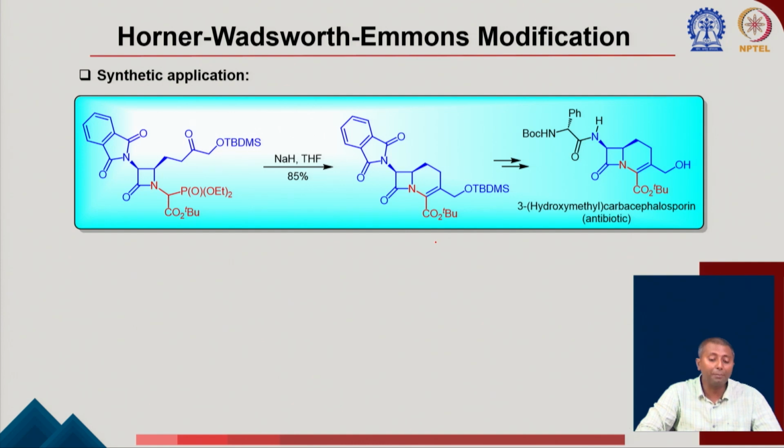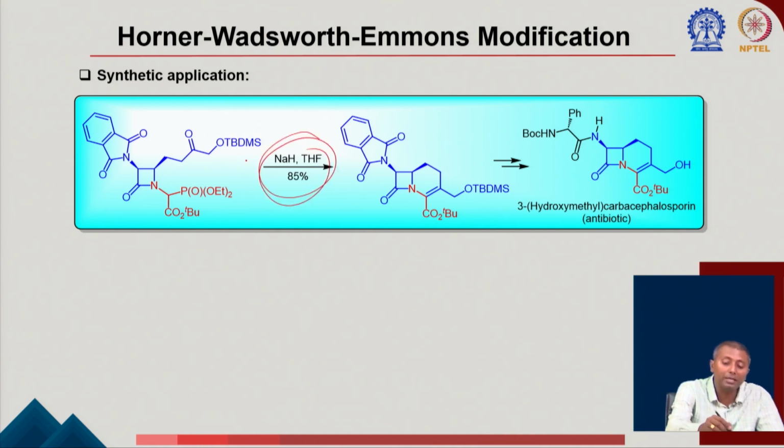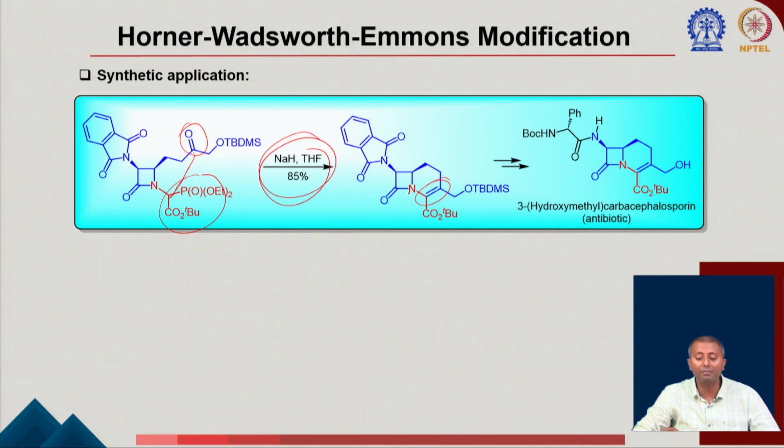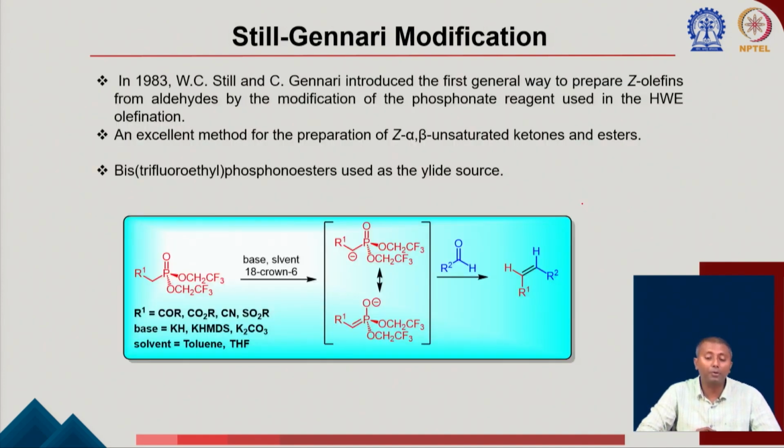There is an example here where the phosphonate ylide is formed using sodium hydride, and that allows the formation of the olefin between this carbon and this carbon. Again this is a stabilized ylide, so you end up forming this olefin, which can further be converted to the antibiotic compound. Now I am going to talk about some of the important modifications.